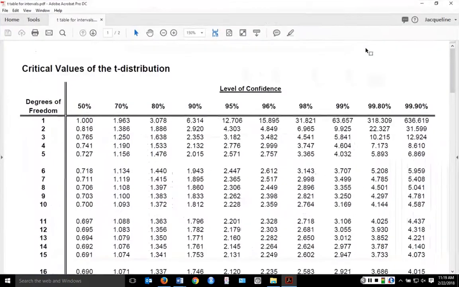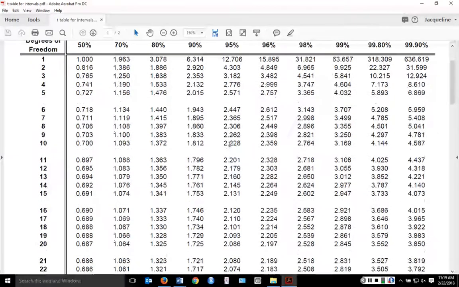Right, so this is what our table looks like. We have degrees of freedom, which is our sample size minus 1 that we've been talking about over here. And then we have our confidence level here at the top. And so we'll just be matching things up. So if it says I'm 95% confident, I'll be in the 95% column. And then I just have to go down that column until I find my corresponding degrees of freedom to go along with it.